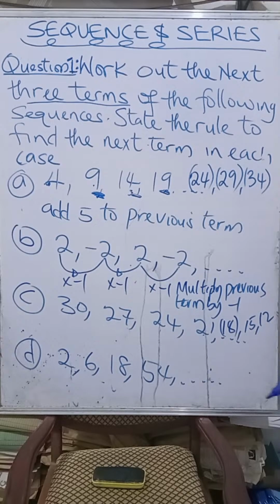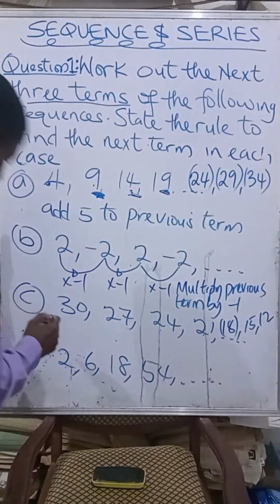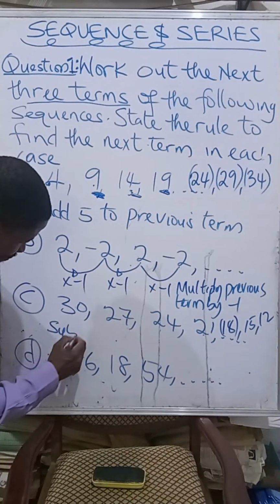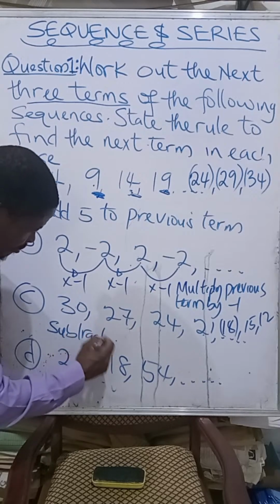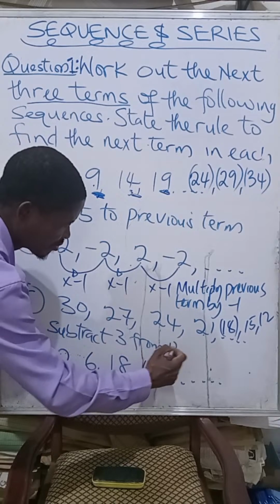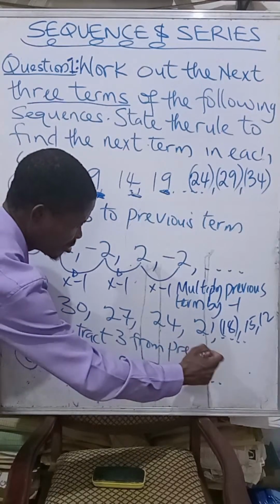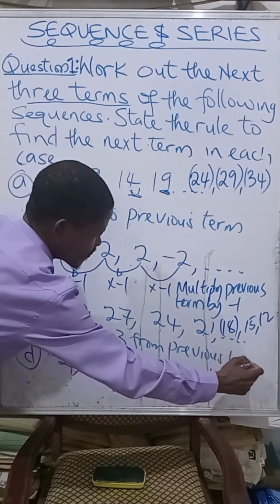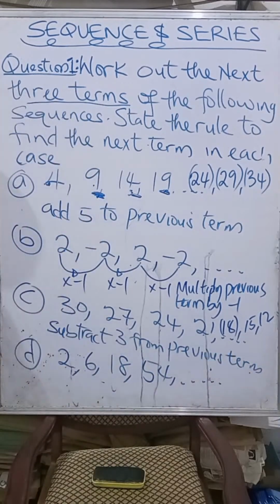Then the rule is what? Subtract 3 from previous term. Subtract 3 from previous term.